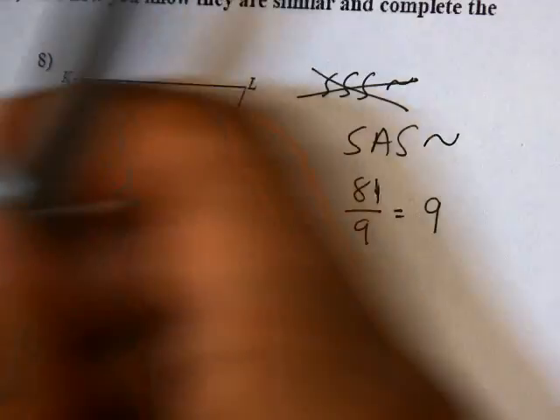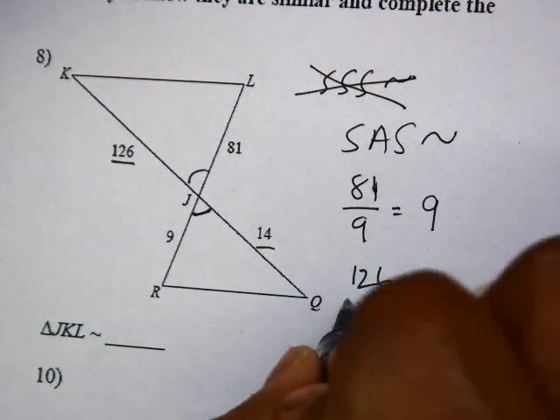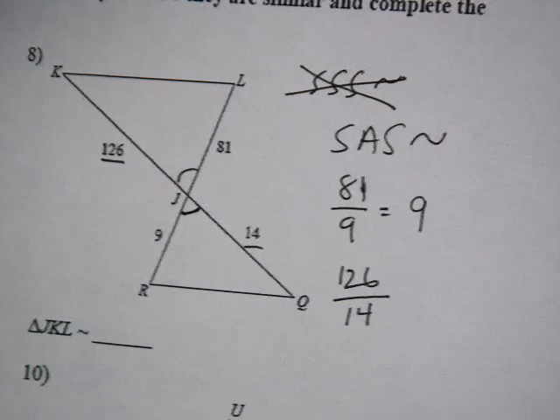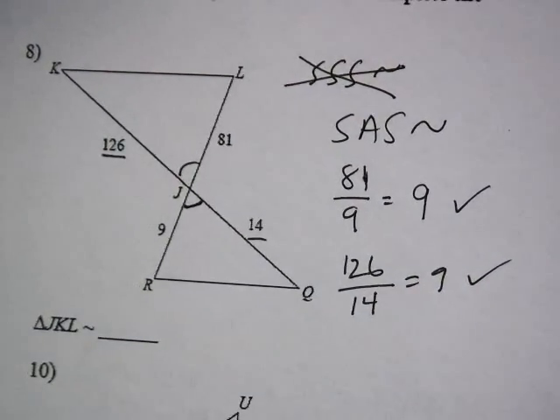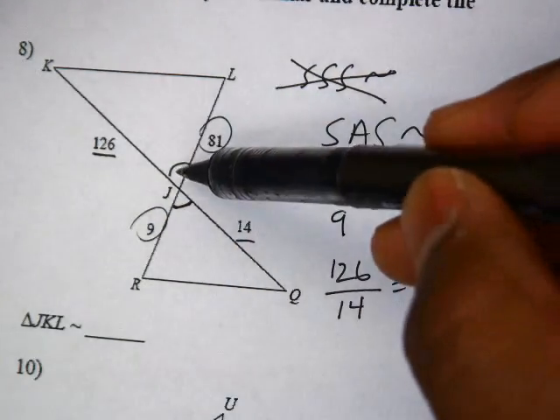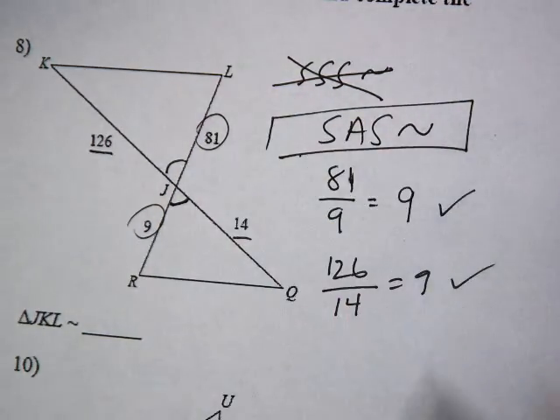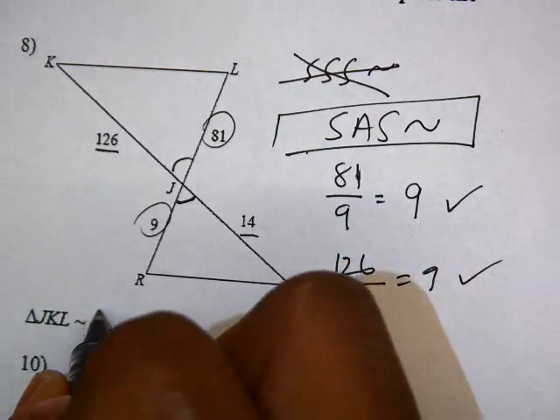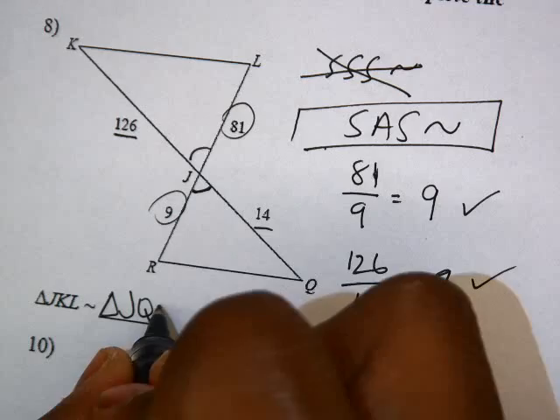I want to check to see if the other pair of sides is the same. So 126 and 14 are the corresponding sides. 126 divided by 14 is also 9. So those 2 pairs of sides are proportional, with angles in between. So yes, these are similar by side angle side similarity. The similarity statement: triangle JKL is similar to triangle J, Q matches with K, R matches with L.